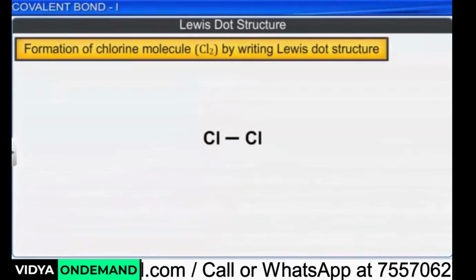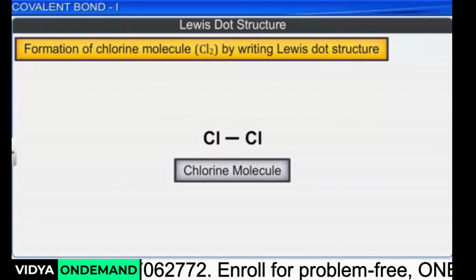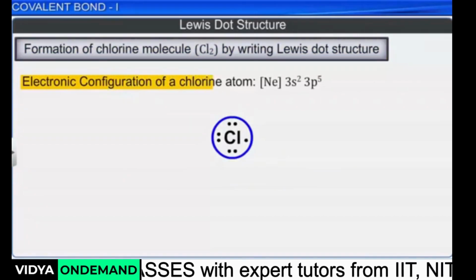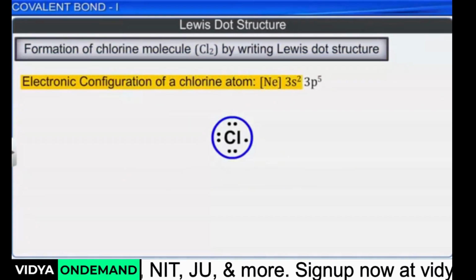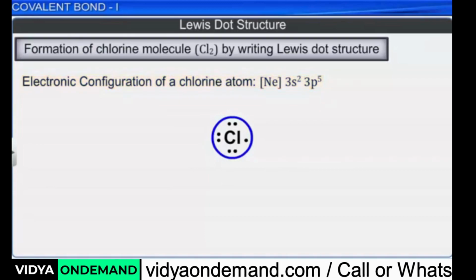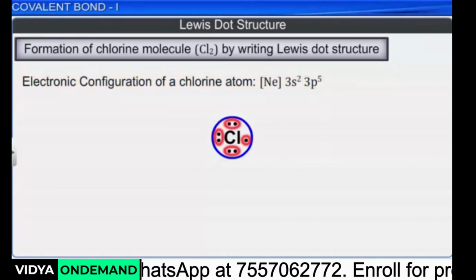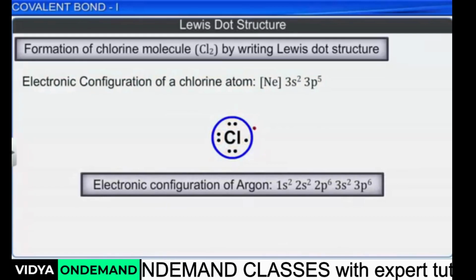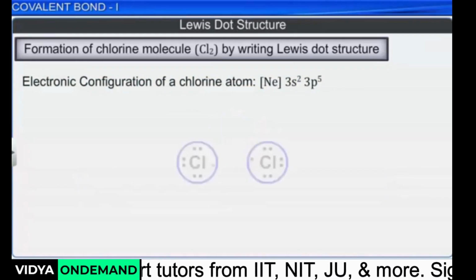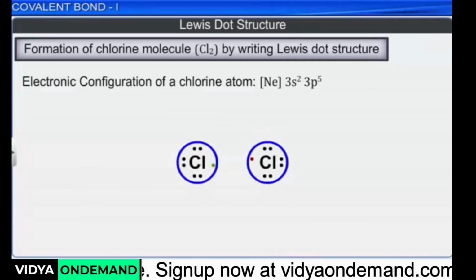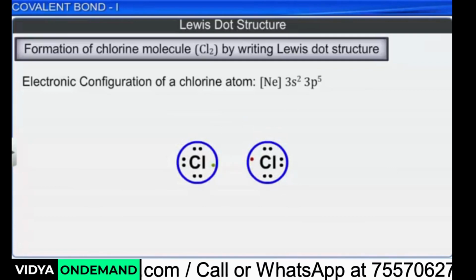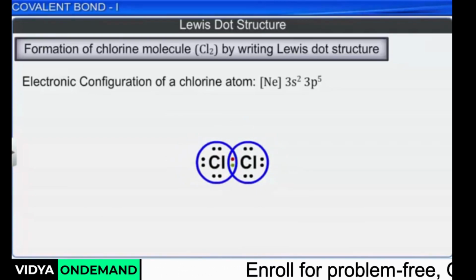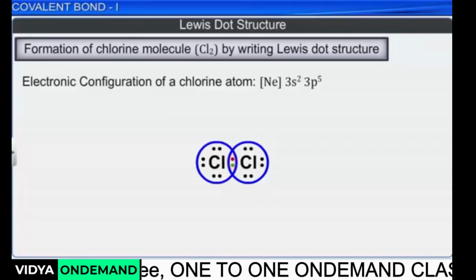Let us understand the formation of the chlorine molecule by writing the Lewis dot structure. The electronic configuration of a chlorine atom is neon 3s2 3p5. It has 7 electrons in its valence shell. Hence, it needs 1 more electron to attain the nearest inert gas configuration of argon. Therefore, each chlorine atom contributes 1 electron for sharing, and this electron pair is shared mutually by both the chlorine atoms. This shared electron pair joins 2 chlorine atoms together in the chlorine molecule.